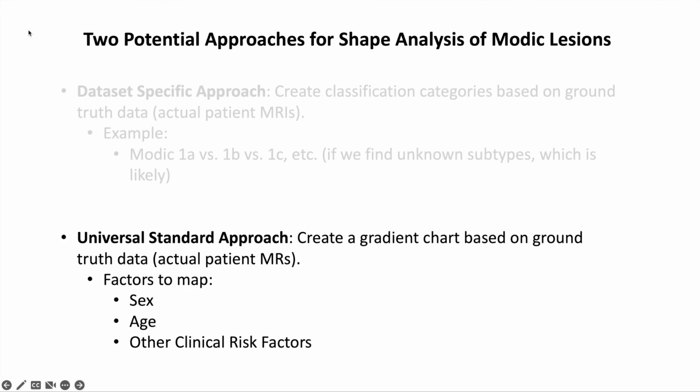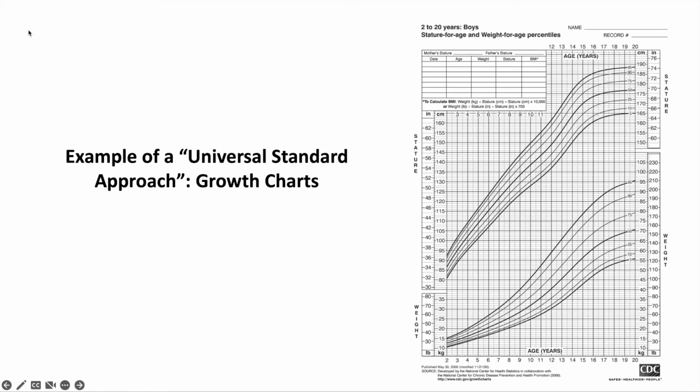The second approach is more labor-intensive. It is the universal standard approach that creates a gradient chart meant to generalize to a larger population. We would correlate type 1 modic shapes with sex, age, and other clinical risk factors of pain. This then allows us to create a universal standards chart, similar to the growth charts for children seen in medical clinics and schools.